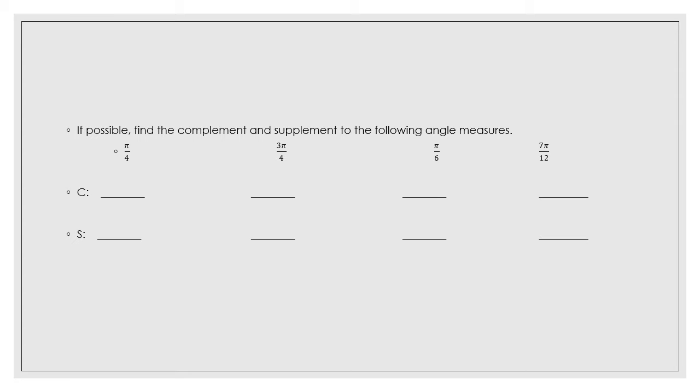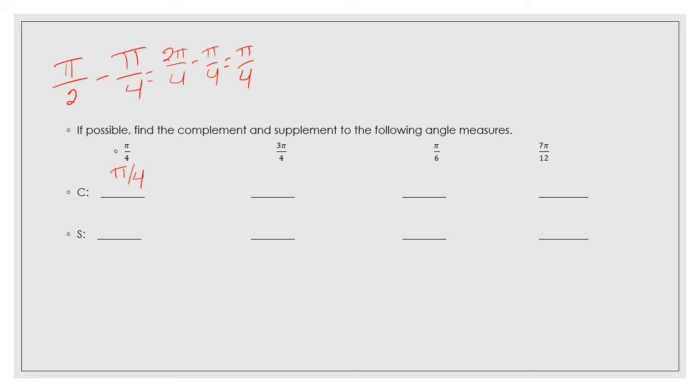So, if possible, find the complement and supplement to the following angle measures. First thing, pi over 4. Pi over 4 is in between 0 and pi over 2, so I know that it does have a complement. What I need to do is subtract it from pi over 2, so pi over 2 minus pi over 4. And again, when I'm working with fractions, I need to have like denominators. So I need to convert pi over 2 to have 4 as a denominator. This is the same thing as 2 pi over 4 minus pi over 4, and that gets me pi over 4.